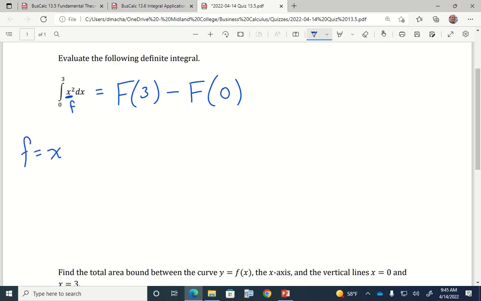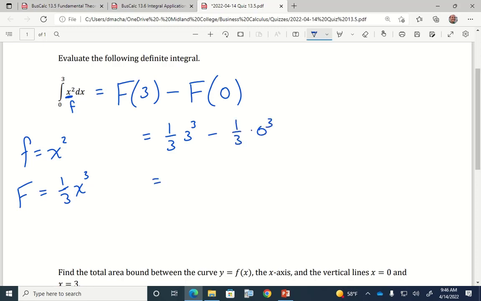So if f is x squared, that means the antiderivative is what? The antiderivative is 1/3 x cubed. Yeah, we add 1 to the exponent, and then we divide by our new exponent. Okay, so whenever I plug in 3 for x, this is going to be 1/3 times 3 cubed, minus when I plug in 0 for x, that's 1/3 times 0 cubed.